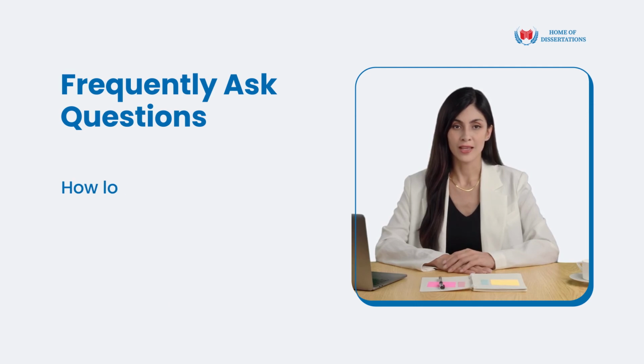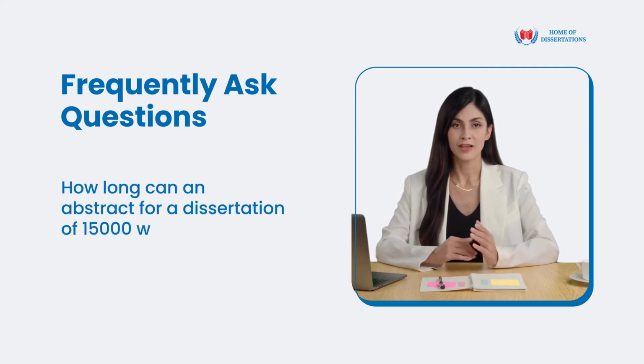3. How long can an abstract be for a dissertation of 15,000 words? The length of an abstract for a dissertation varies from university to university as well as from program to program. Ideally, the length of an abstract is between 300 words to 500 words.